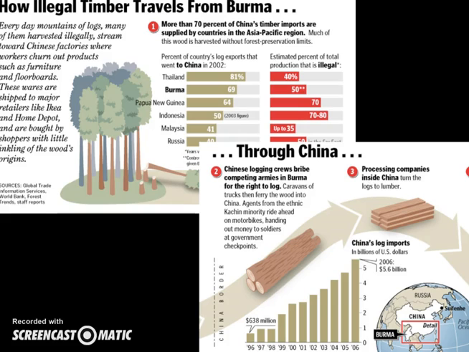So here's another example of the use of maps and graphs and images to help tell a story. This was a map that was in the Washington Post Sunday edition that a friend of mine made. And this was a map that would tell the story of how illegal timber travels from Burma through China. Now notice the elements, telling the story of how the timber is logged, looking at the statistics, so looking at the bar charts of percent of country log exports that went to China and the estimated percent of total production that's illegal. Now we go down to the second image in the lower right hand corner and we start seeing a location map, a location map of where we're talking about.